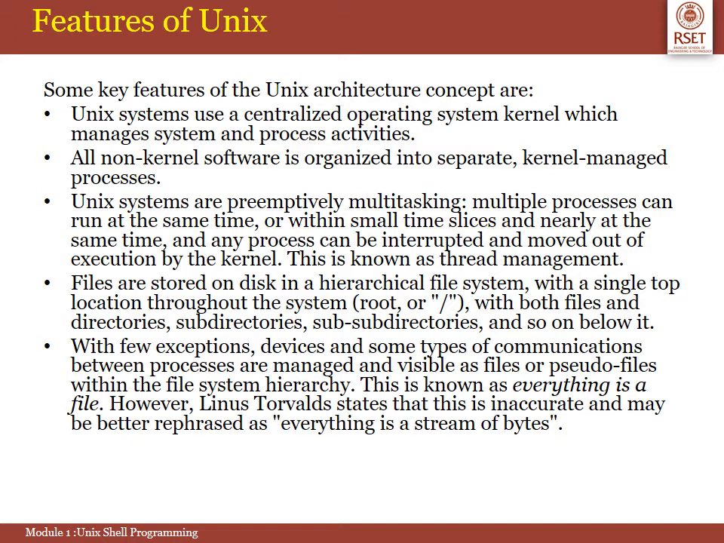Next, files are stored on a disk in a hierarchical file system with a single top location throughout the system, with both files and directories, subdirectories, sub-subdirectories, and so on. Then, with few exceptions, devices and some types of communication between processes are managed and visible as files or pseudo files within the file system hierarchy. This is known as everything is a file. However, Linus Torvalds states that this is inaccurate and may be better rephrased as everything is a stream of bytes.